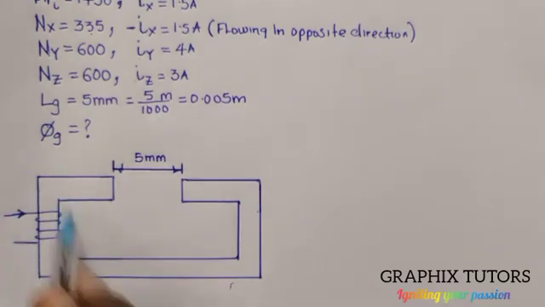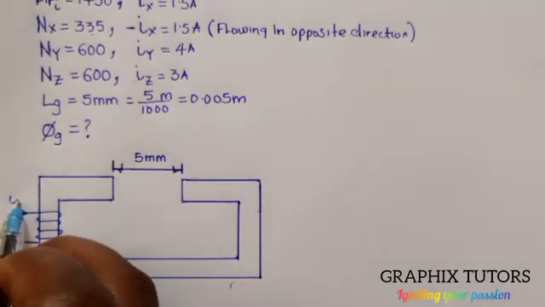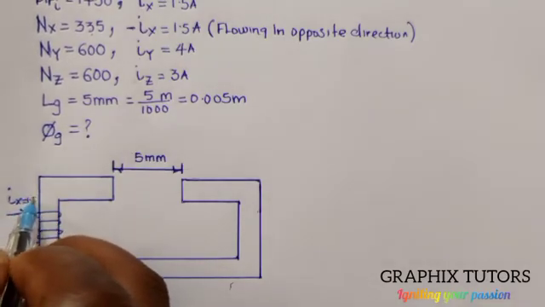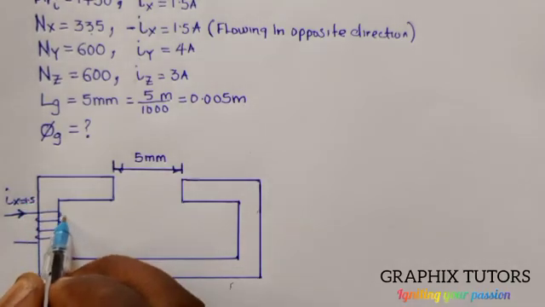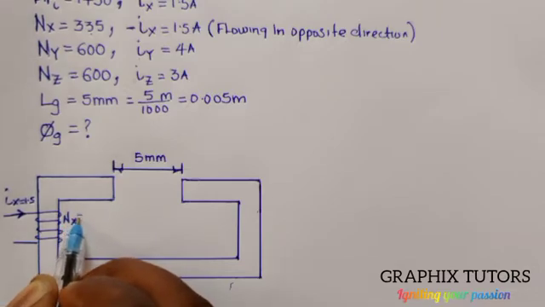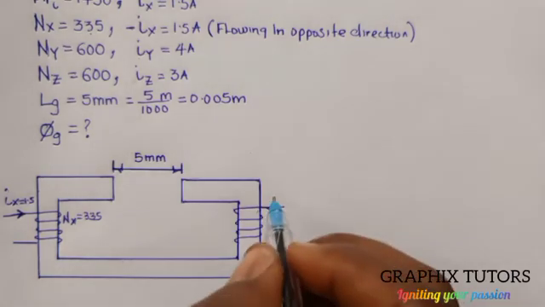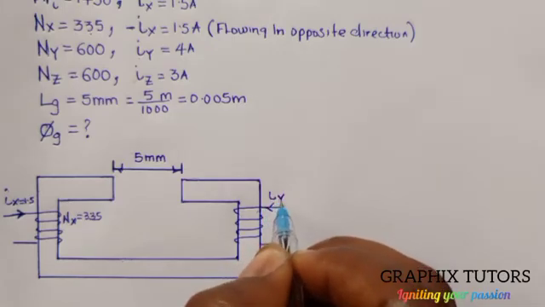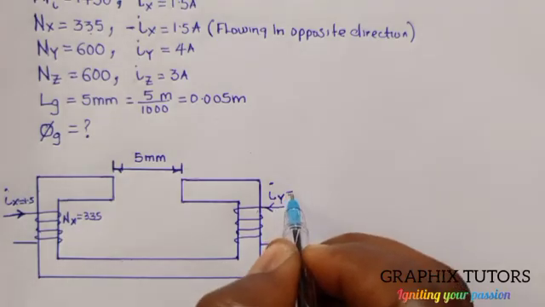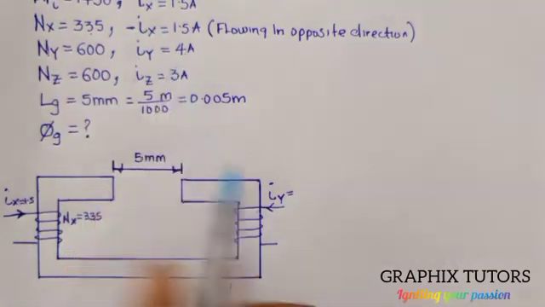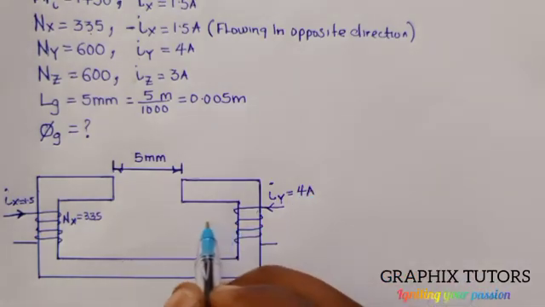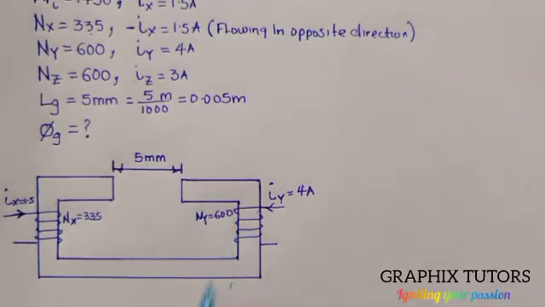Now this is the coil for what? For X. So this is my I subscript X. That is 1.5. Then this is my N subscript X, which is given as what? 335, right? That is for IX. Let's do the other one here, for NY. This is my I subscript Y, the current flowing through, and that's given from our question as 4 ampere. And this is my NY, given as 600, right? So that's the coil for the Y.